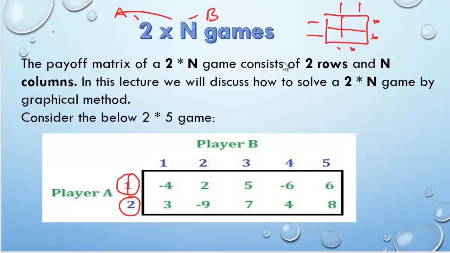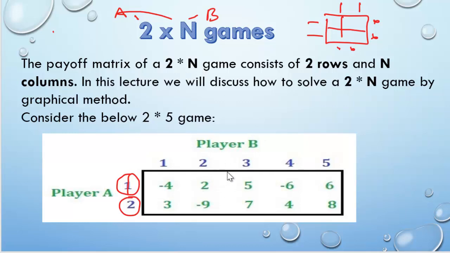But if it is a pure strategy where we have a saddle point, then that is the solution and we don't want to go forward. Otherwise, we solve 2 into n games using the graphical method if it is a mixed strategy, not a pure strategy, because in a pure strategy there is a saddle point and that's the value of the game, right? So what should be the first step?